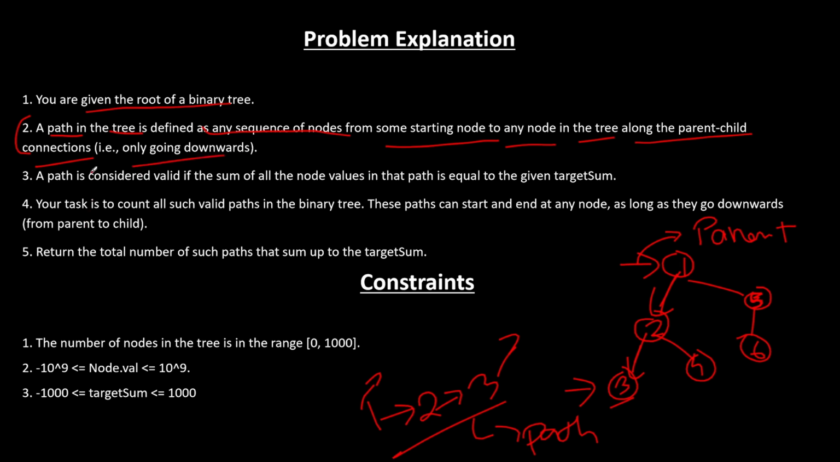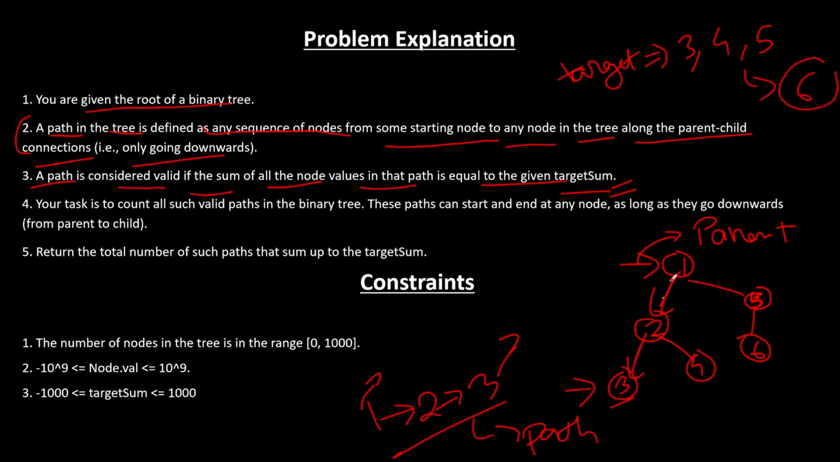A path is considered valid if the sum of all the node values in that path is equal to the given target sum. In this question, you are given a target sum value, and that target sum could be 3, 4, anything. You have to find a path whose values sum up to that particular target. For example, 1, 2, 3, that is 6. If you had a target of 6, the path from 1 to 2, 2 to 3 sums up to 6. So this is one of our paths.